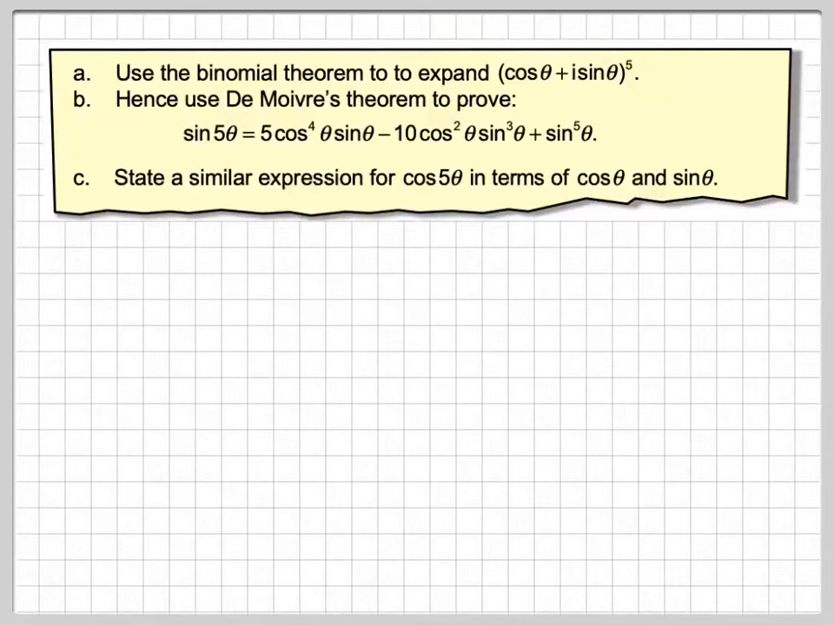Right, in this video we're going to use complex numbers to prove trig identities. The one we're actually going to prove is this one here. It says: A, use the binomial theorem to expand (cos theta + i sin theta) to the power of 5. Hence use De Moivre's theorem to prove that sin 5 theta is 5 cos to the 4th theta sin theta minus 10 cos squared theta sin cubed theta plus sin to the 5 theta. And state a similar expression for cos 5 theta in terms of cos theta and sin theta.